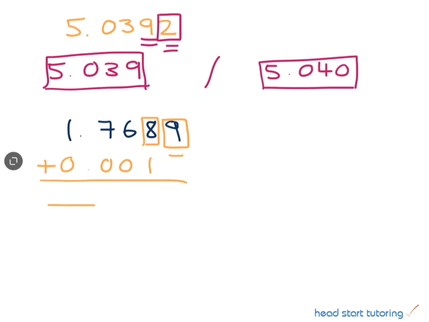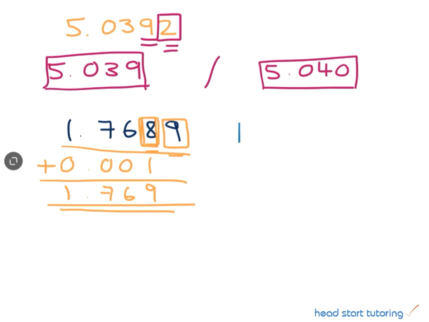0.001. And we end up with 8 plus 1 is 9. And then our 6, 7, and 1. Everything else stays the same. So rounding this number 1.7689 to the nearest thousandth will give us an answer of 1.769, because 1.7689 is closer to 1.769 than it is to 1.768.